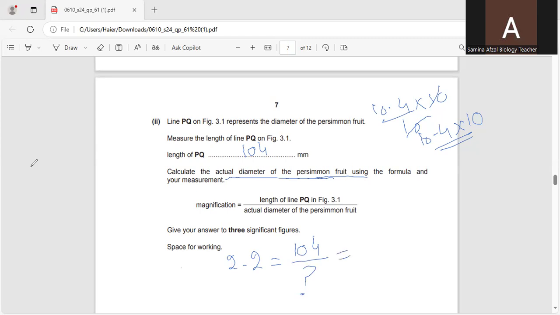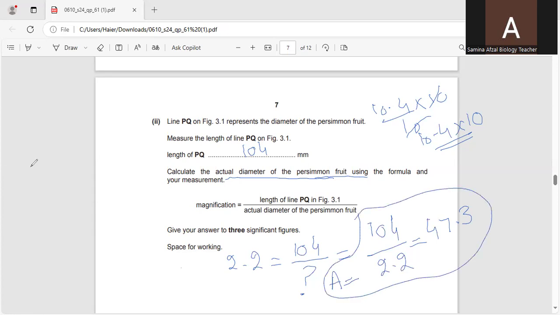So we will do it in this way. When we are going to find out the actual length, we will divide 104 by 2.2. So the answer will be equal to 47.3. So this is the answer, the actual diameter of the persimmon fruit. In this way, we will calculate its actual diameter.